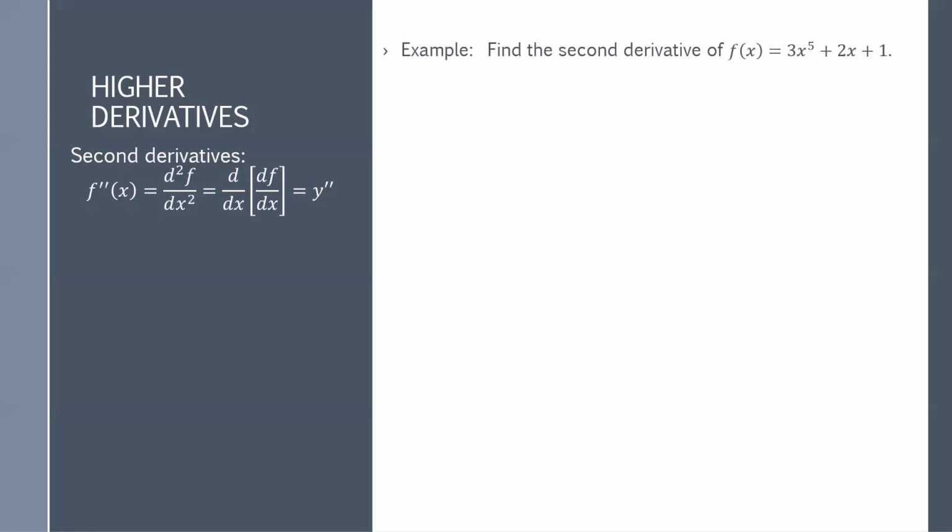For example, we might want to find the second derivative of f of x equals 3x to the 5 plus 2x plus 1. The first derivative is easy to find. It's 15x to the 4 plus 2. Differentiating again, we get 60x cubed.